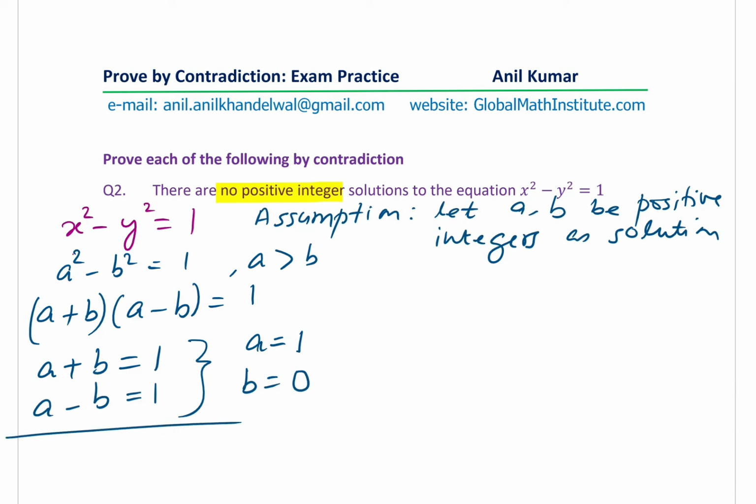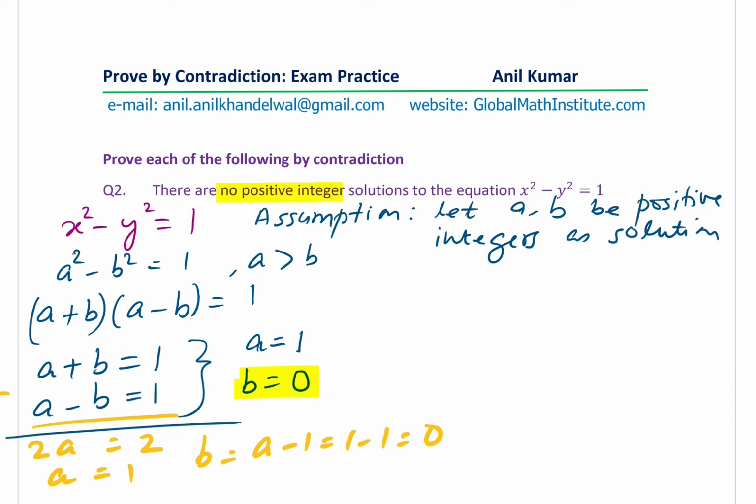Perfect. You could get it like this also. When you add them up, you get 2a equals 2, and that means a equals 1. Correct? So if a is 1, b has to be 0. Substituting in any of these values, we know b is 1 minus a, which will be 1 minus 1 equals 0. So you could do it like this also. So in any case, you are led to the condition that b is 0.